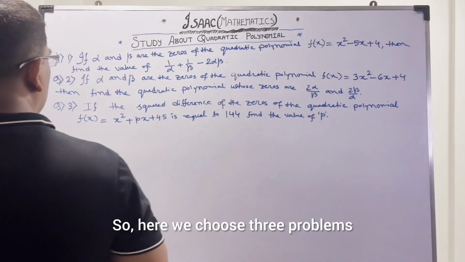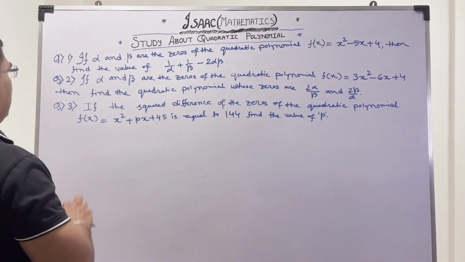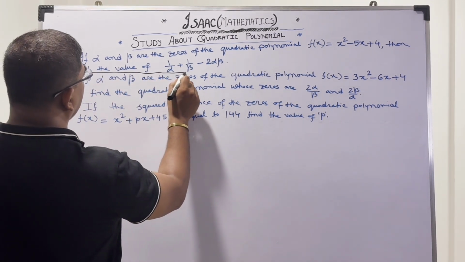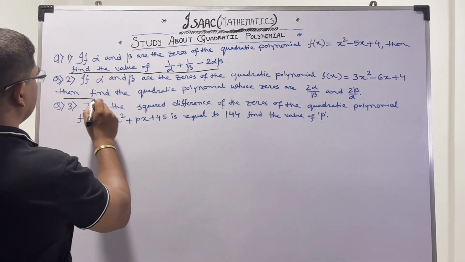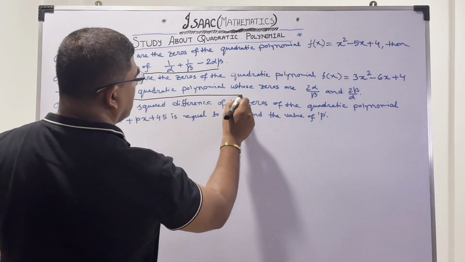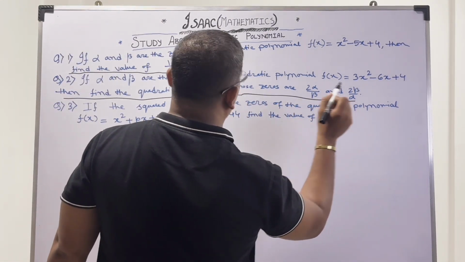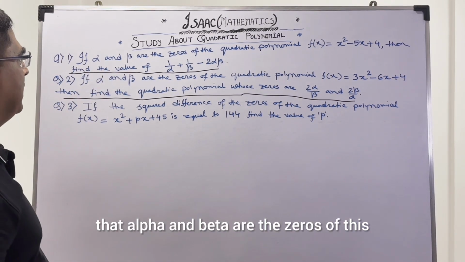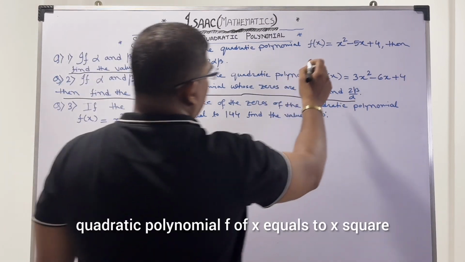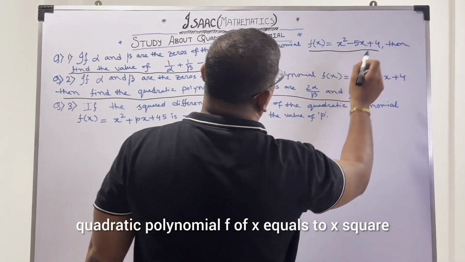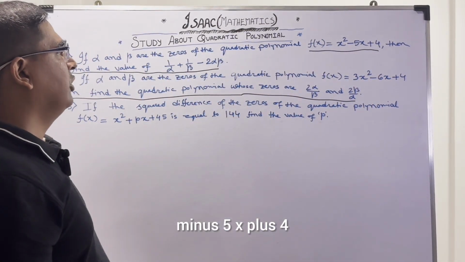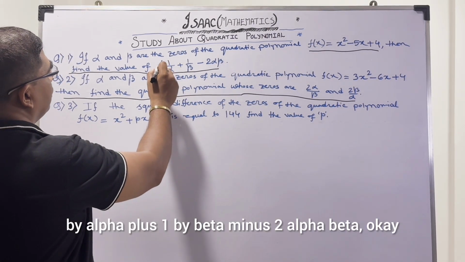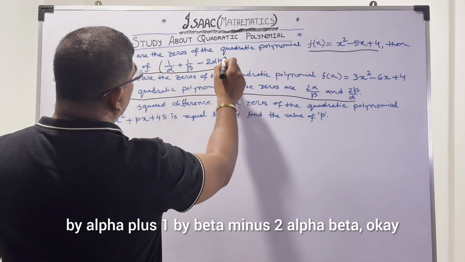So here we choose three problems. They are problem 1, problem 2, and problem 3. Okay. So in problem 1, it is given that alpha and beta are the zeros of this quadratic polynomial f of x equals x square minus 5x plus 4. We have to find the value of 1 by alpha plus 1 by beta minus 2 alpha beta.